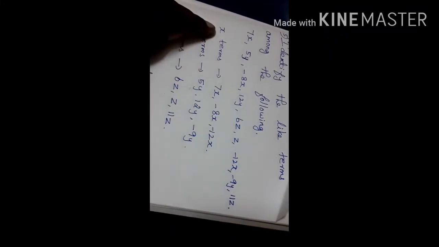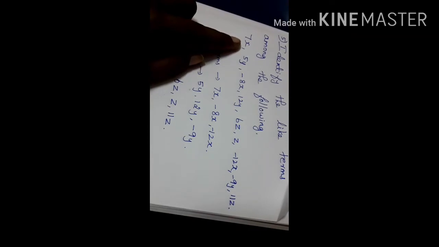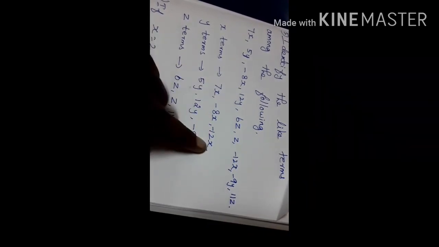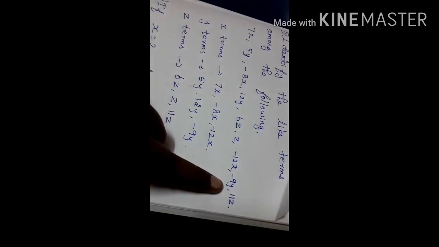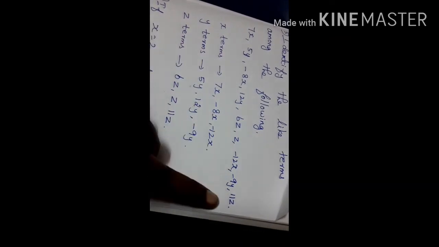So first I pick out the x terms. What are the terms? 7x, minus 8x, minus 12x. Because here all the terms have the same variable x. So these 3 terms are called like terms. Next I pick out the y terms. 5y, 12y, minus 9y. All these terms have the same variable y, so these are like terms. Next z terms. 6z, z, 11z. These all have the same variable z. So they are like terms.